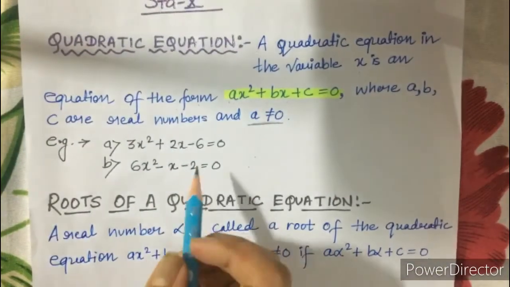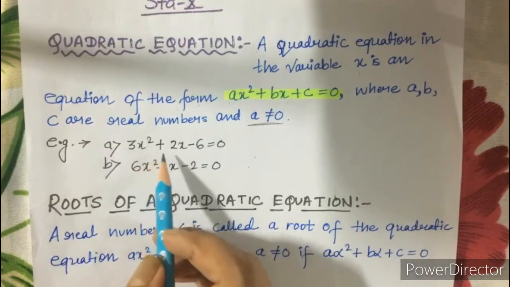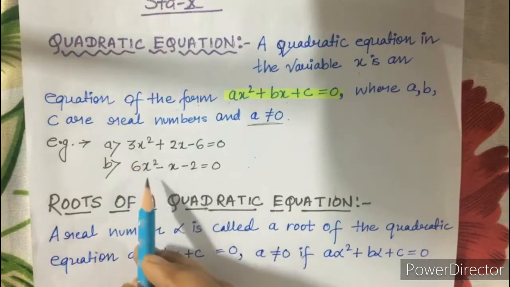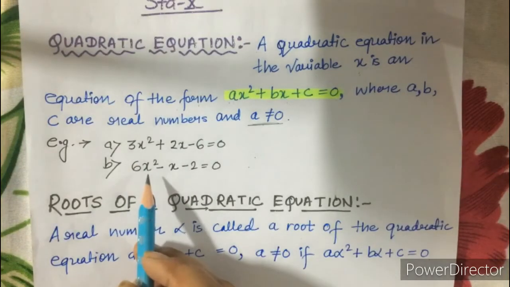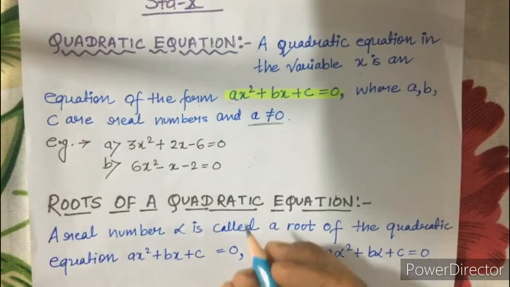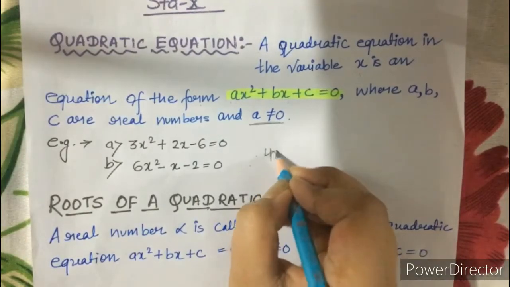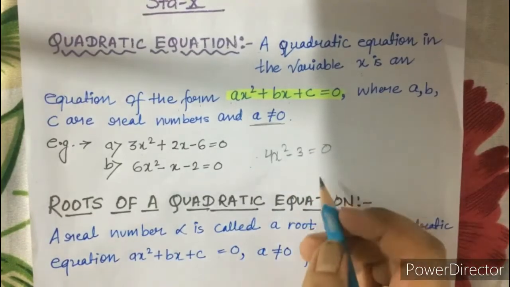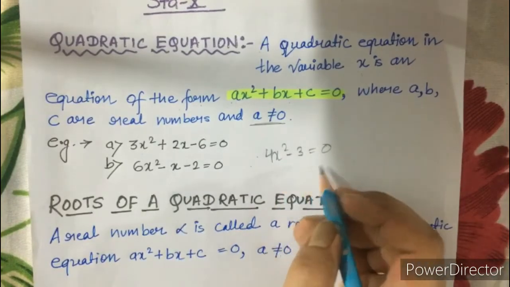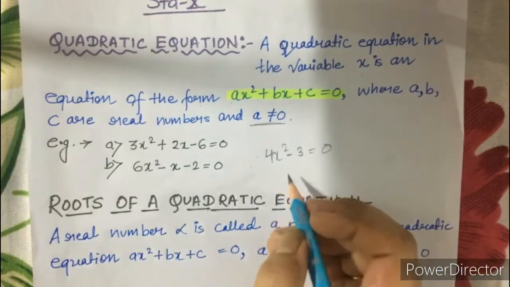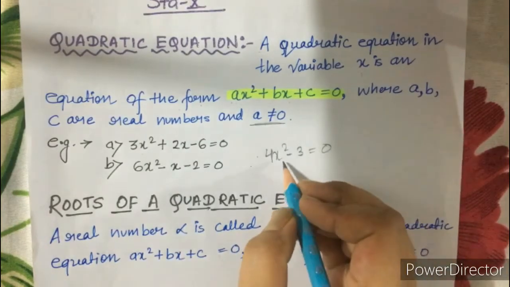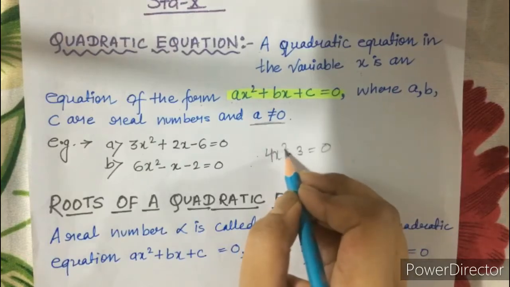Here are a few examples of quadratic equation. You can see 3x square plus 2x minus 6 is equal to 0. You can see the highest power is 2. In the second example also, the highest power is 2. One more thing, if suppose we have one equation like 4x square minus 3 is equal to 0, then you may get confused whether this is a quadratic equation or not. But remember, the only criteria that needs to be taken carefully, that is the highest power must be 2.